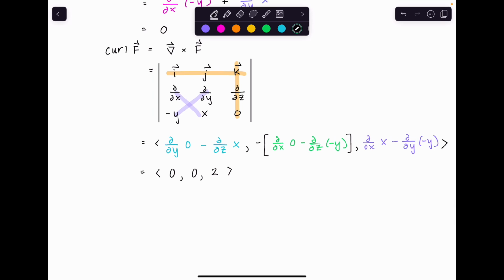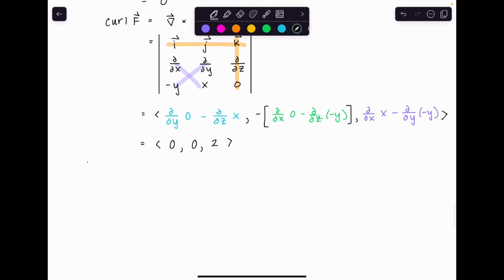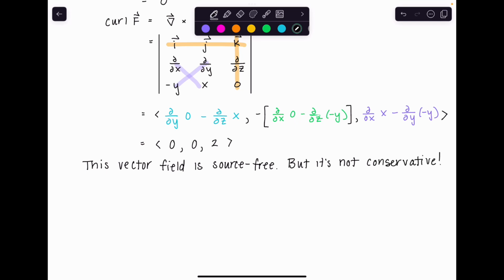However, the divergence is 0, so we can say this vector field is source free. But it is not conservative. Or it is not irrotational.